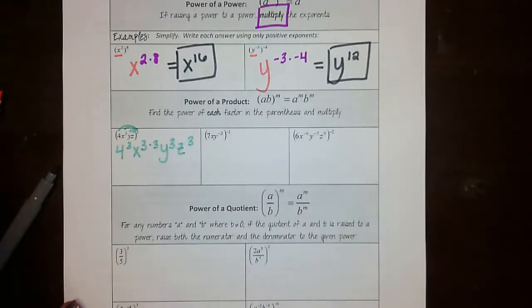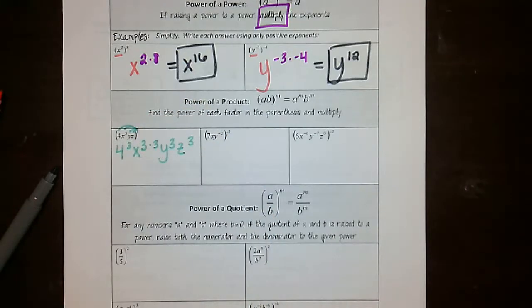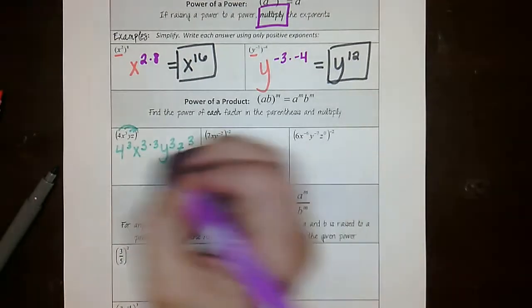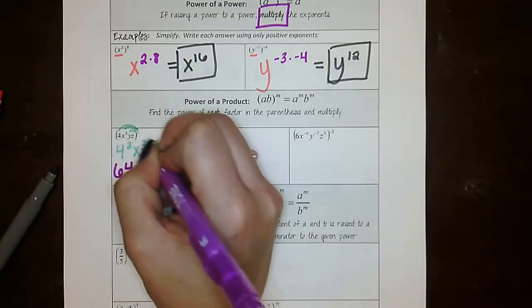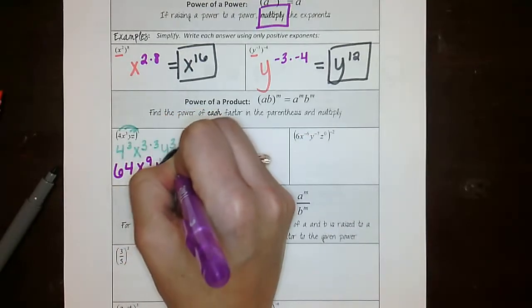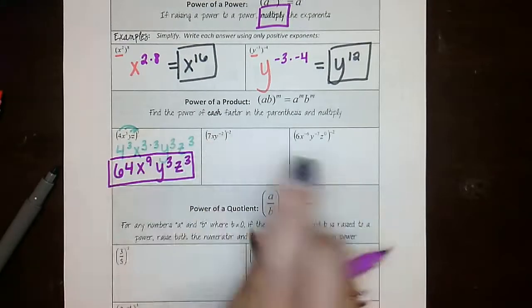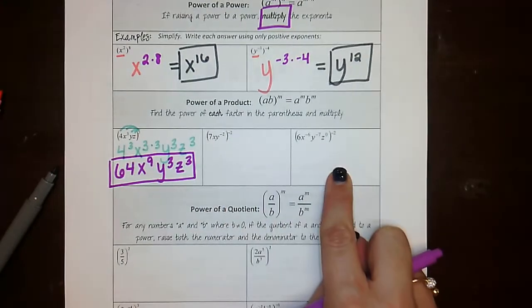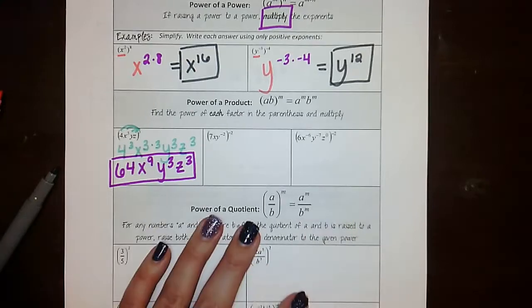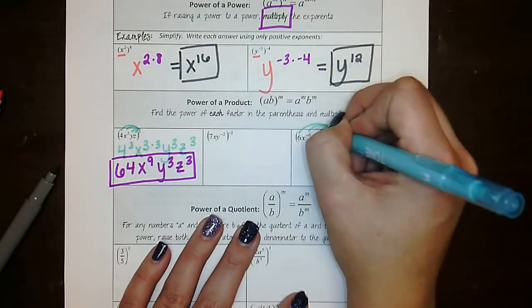And now we simplify. 4 cubed, so we do 4 times 4 is 16, times 4 again gives us 64. 3 times 3 gives us x to the 9, and then the y and z are both raised to 3. Now you try this one on your own, and let's take a look at this one. Again, you're going to distribute to each piece.